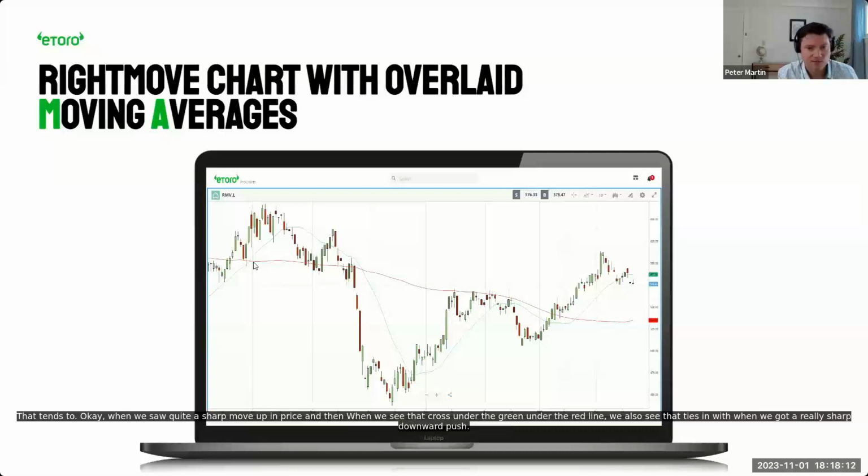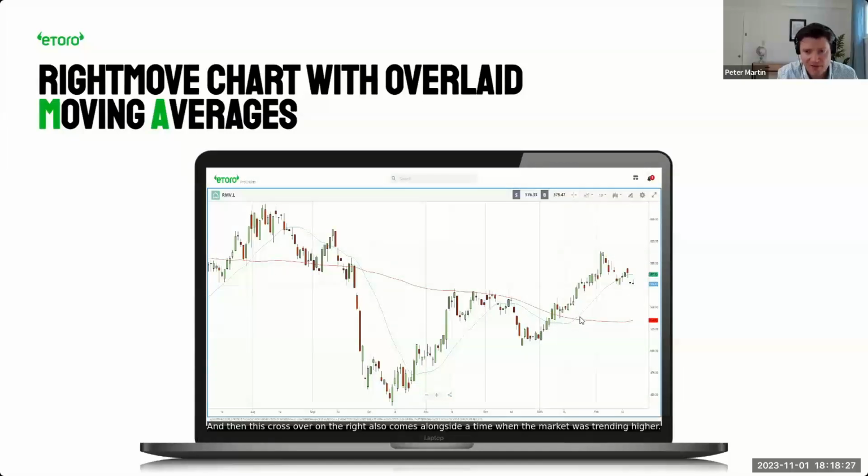So where we see the green shorter moving average cross up over the red longer one, that tends to occur when we saw quite a sharp move up in price. And then when we see that cross under the green, under the red line, we also see that ties in with when we got a really sharp downward push. And then this crossover on the right also comes alongside a time when the market was trending higher.